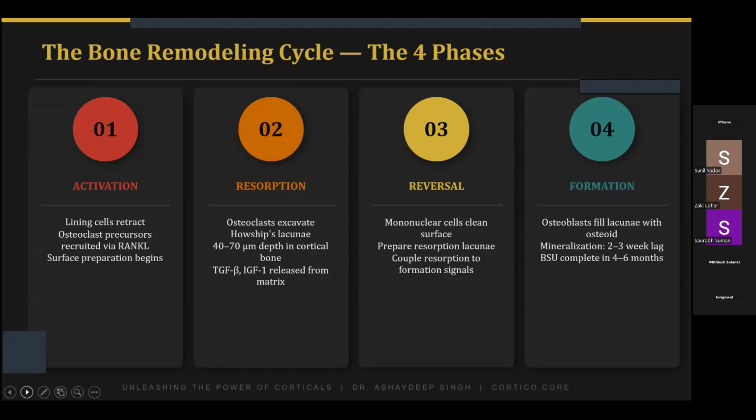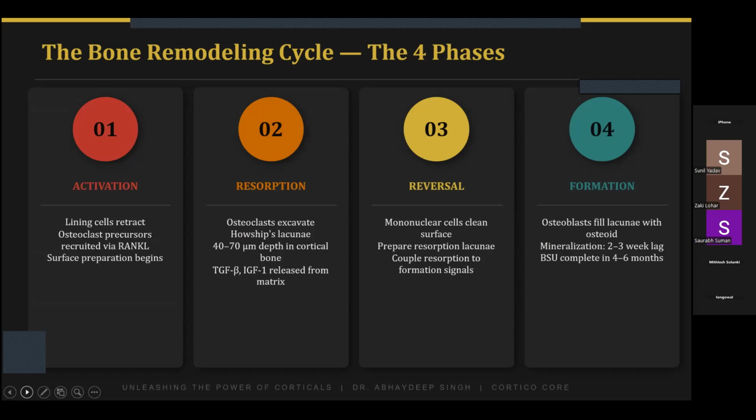Now, after this resorption process, there is a reversal. There is reversal of the pathway. The osteocytes that are interacting with the osteoclast to resorb the bone, there is reversal and the osteoclastic activity lags down. Then the osteoblastic activity starts. Now, there is a small lag period.